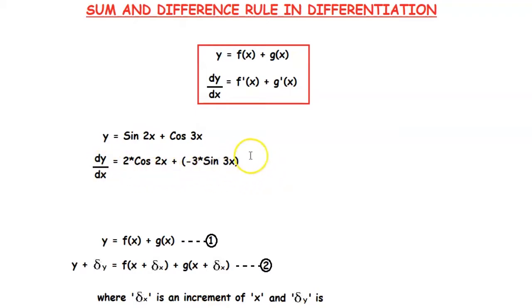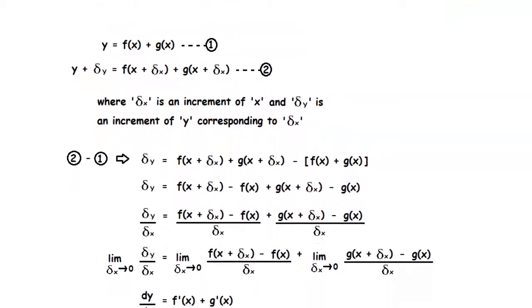So now we will look into the proof of this rule. Here we have a function y equals f of x plus g of x as our first equation. Our second equation will be y plus delta y equals f of x plus delta x plus g of x plus delta x, where delta x is an increment of x and delta y is an increment of y corresponding to delta x. Now you might be wondering all of a sudden, where did this delta y come from?